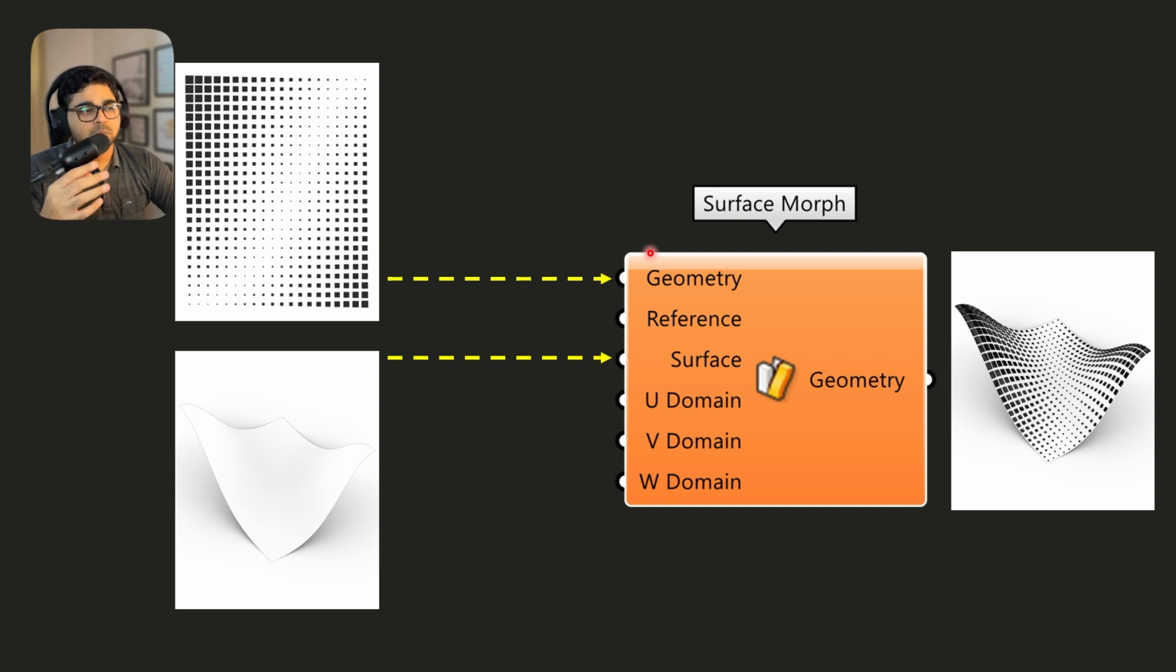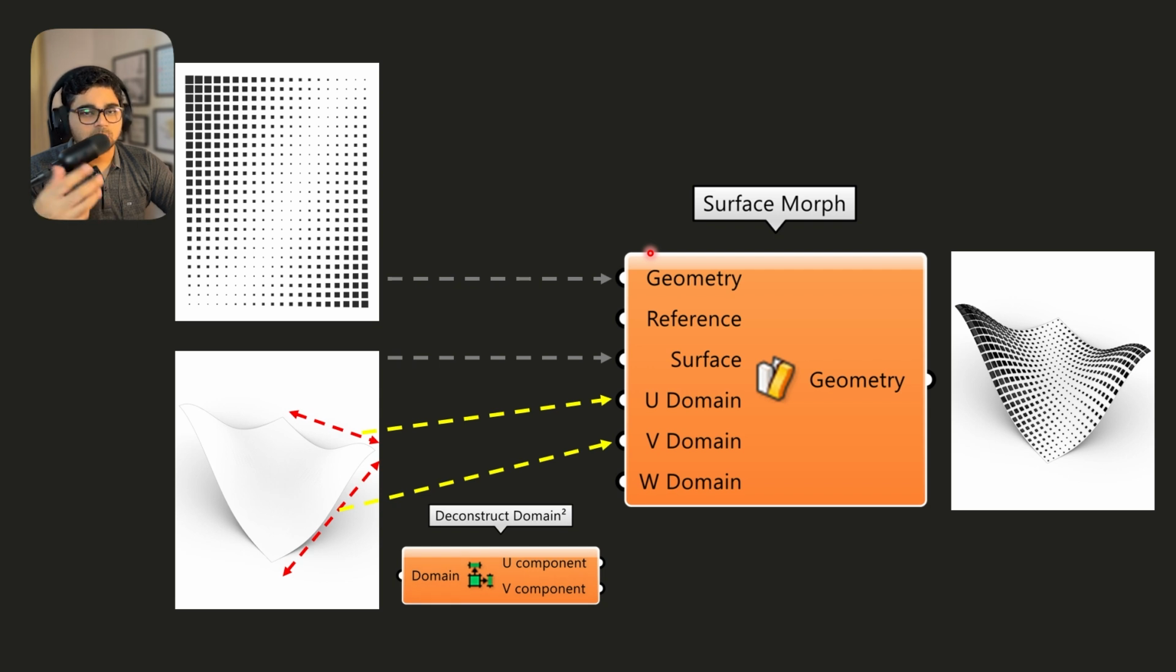Then below the surface you will see U, V and W domain. Now what does this mean? Let's take any particular surface, and it has an X dimension and a Y dimension, or it's called a U domain and a V domain. So you need to give Surface Morph the dimensions of these surfaces, and this we can extract using a component called Deconstruct Domain Square. Whatever surface you give it, it will give you its dimension on X and Y, or U and V, and then W is your thickness. So what is the thickness of the pattern that you want once it is morphed?